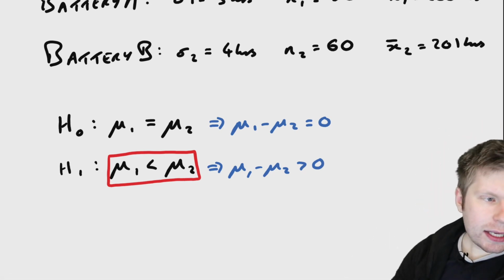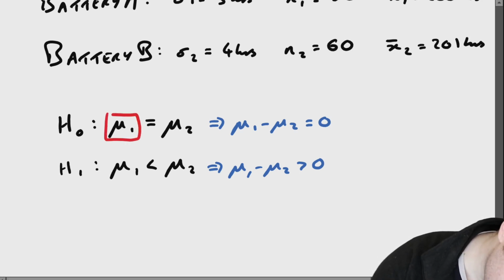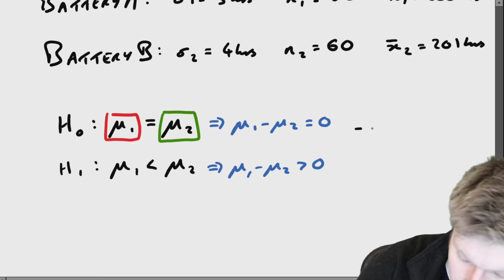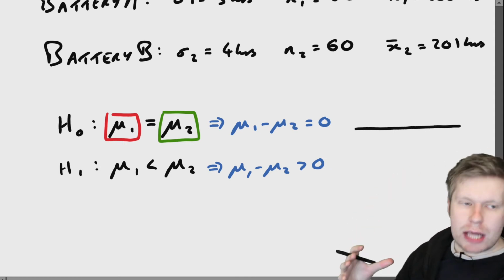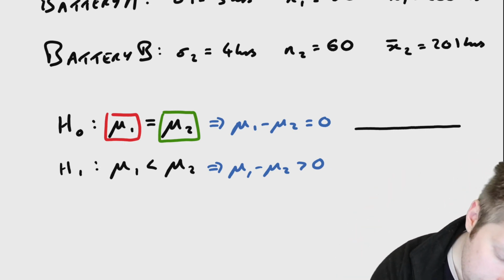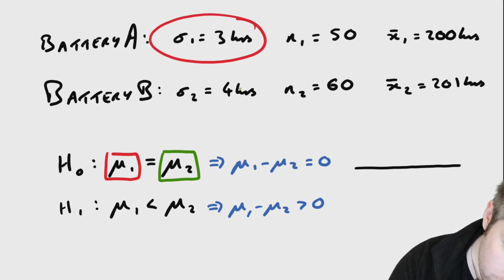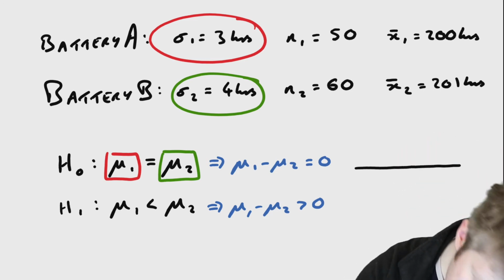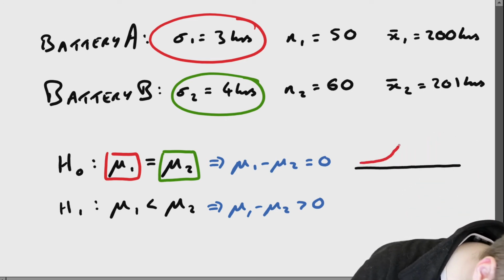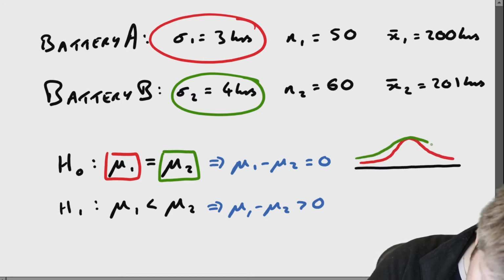what that literally means is when I draw my curves out, let's colour code this. Let's suppose battery 1 I'm going to draw in red and battery 2 I'm going to draw in green. With my null hypothesis, because I now have two batteries, I should have two normal curves. Battery 1 has a slightly smaller standard deviation than battery 2, so battery 1 should have a curve that looks something like this, and battery 2 a curve that looks something like this.